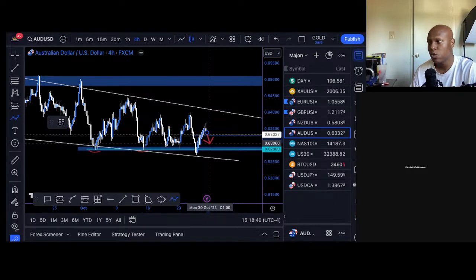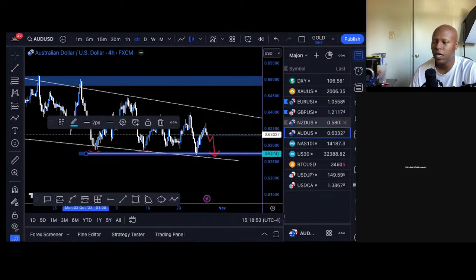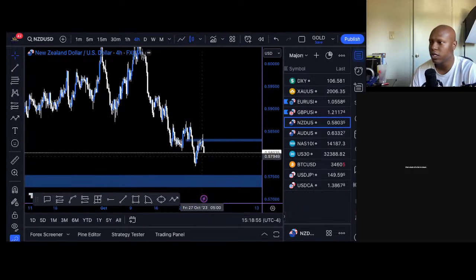So next moves for AUD/USD, if we don't see this imbalance get filled up here, it's likely we see a continued push down to break these previous lows, and that's what I would expect for AUD/USD. And pretty much copy and paste on majority of these charts.